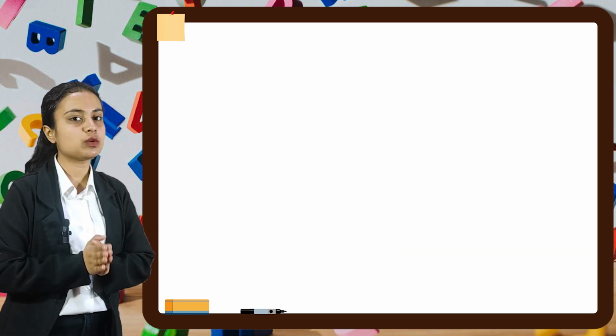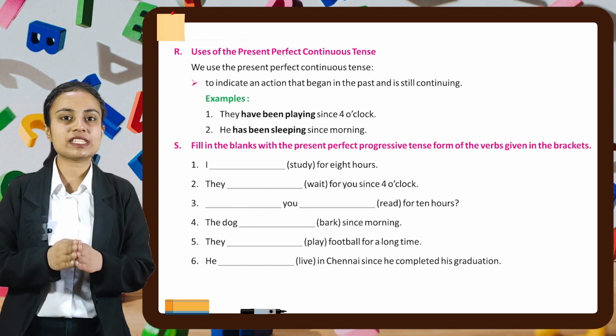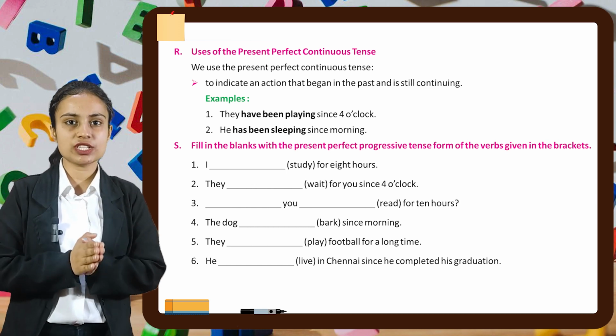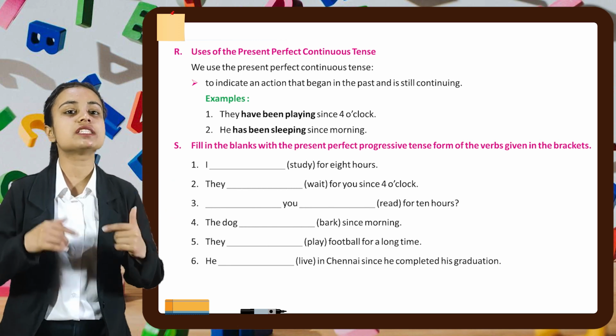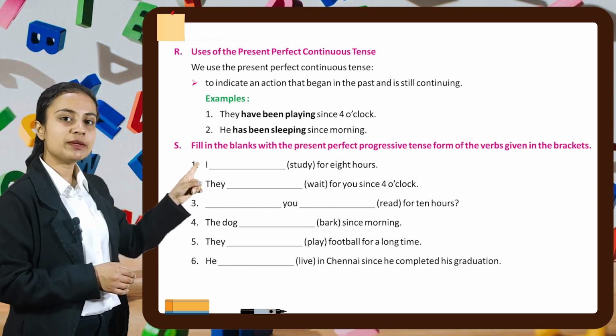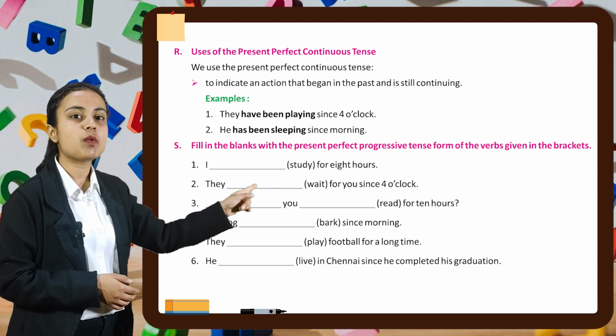Now let's see some uses of present perfect continuous tense. We use present perfect continuous tense first to indicate an action that began in the past and is still continuing. For example, they have been playing since 4 o'clock. He has been sleeping since morning.